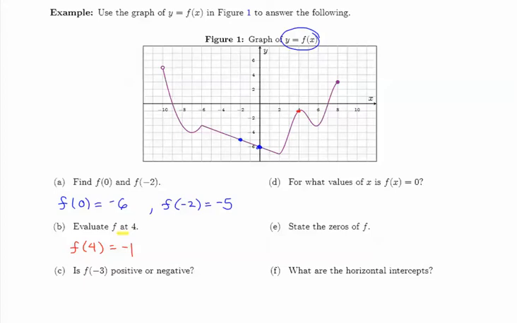If it's below the x-axis, that means the function value is negative. If it's above the x-axis, that's going to mean that the function value is positive. So we'll go over to where x is -3, and we'll see there that it is below the x-axis. If we approximated it, it'd be about -4.5. So what that tells us then is that f of -3 is negative.